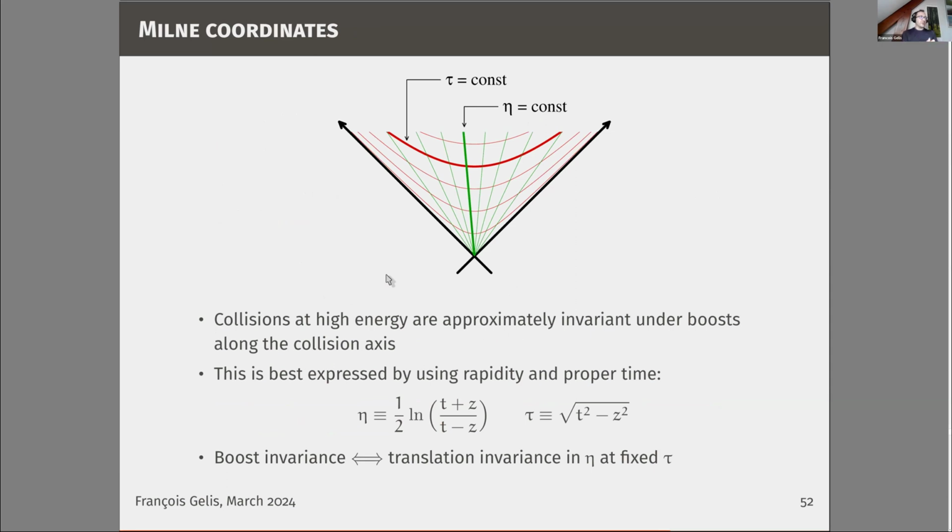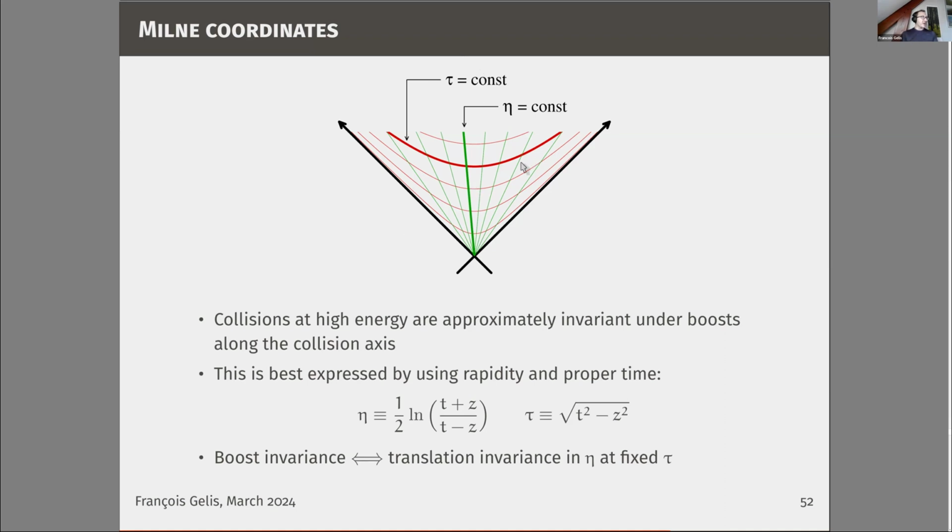So first of all, because we want to discuss collision at high energy, a collision at high energy is approximately invariant under the boosts along the collision axis, so the z direction here. And the best way to make this boost invariance manifest is to use the so-called Milne coordinates. So you map the forward light cone of the collision. The horizontal axis is the axis of the collision. The vertical axis is time. These are the light cones. And everything in the upper light cone is after the collision.